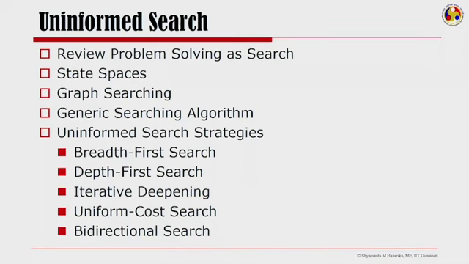So what we will cover today is we will very quickly review problem solving as search, and look at what we meant by state spaces. We will then formally introduce graph searching and introduce a generic searching algorithm. Thereafter, we will look at a couple of uninformed search strategies. First, the breadth first search, thereafter the depth first search, iterative deepening, uniform cost search, and then we will look at something called bidirectional search.